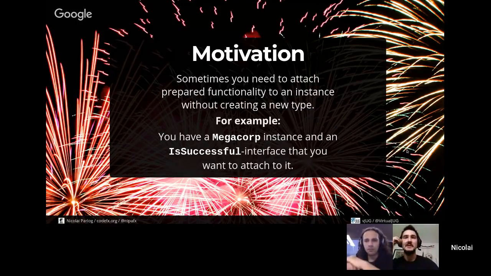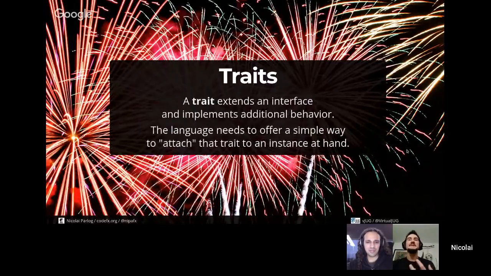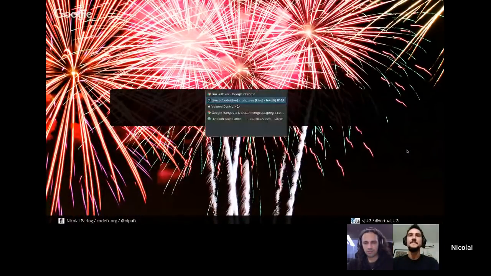As an example, I'm going to use some different domain logic. Let's say we have megacorps. It's an interface that's important. It's used throughout the code base. And in one part of a system, we really care about whether these megacorps are successful or not. And I want to attach this is-successful method to it somehow. A trait is basically something that allows that. A trait is something that extends an existing interface, but it implements additional behavior. And then you need a way to attach a trait to an instance that you already have. So somebody gives you a megacorp that implements the megacorp interface, and now you want to take your trait and somehow stuff these two together and get something that is both a megacorp and this specific trait that you want to look at.